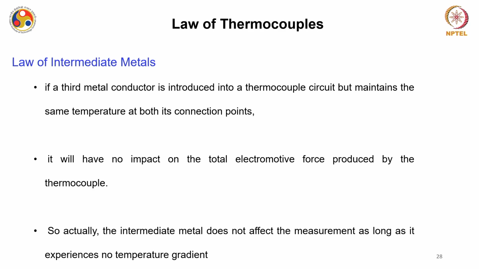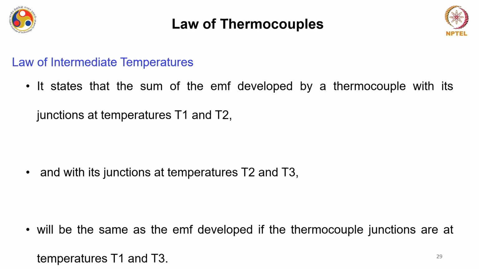So it says that if a third metal conductor is introduced into the thermocouple circuit but maintains the same temperature at both its connection points, it will have actually no impact on the total EMF produced by the thermocouple. So actually the intermediate metal does not affect the measurement as long as it experiences no temperature gradient. So this is the law of intermediate metals.